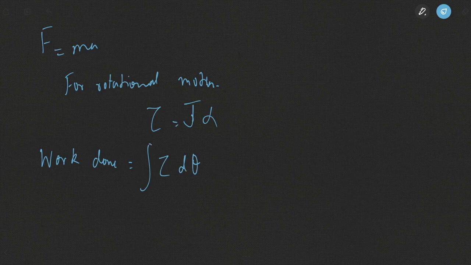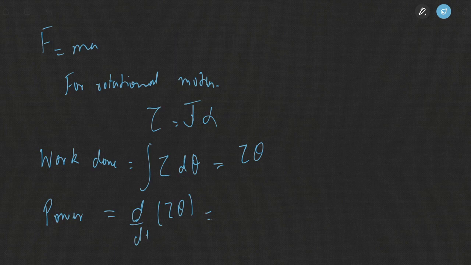Similarly, power. Power is given by the rate of change of work. So if work is tau theta, power will be d by dt of tau theta. Fine. Assuming tau is constant, d theta by dt is nothing but your angular velocity. So this is equal to tau omega. This is one important equation that you'll have to remember: P is equal to tau omega.